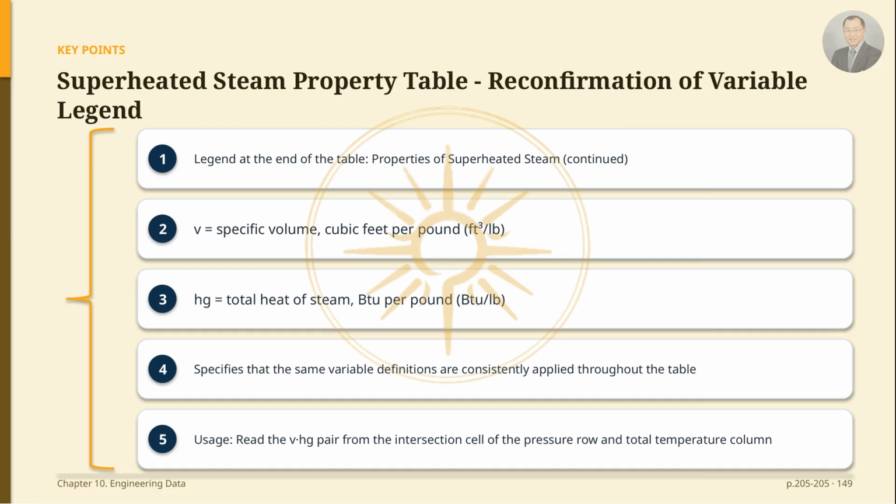This is to make it clear that the definitions of the variables apply consistently from start to finish across the long table spanning several pages. In practice, you simply find a row for the desired pressure and the column for the total temperature. Then read the specific volume and total heat values placed one above the other in the intersecting cell.